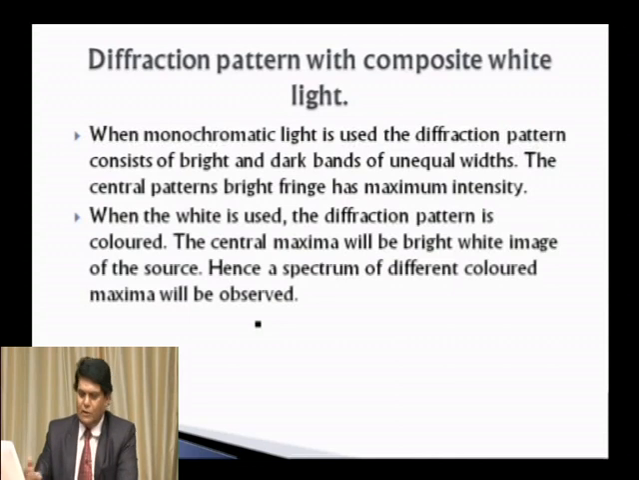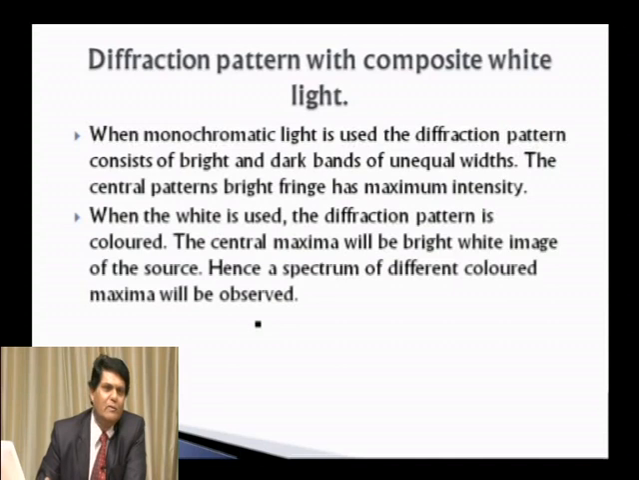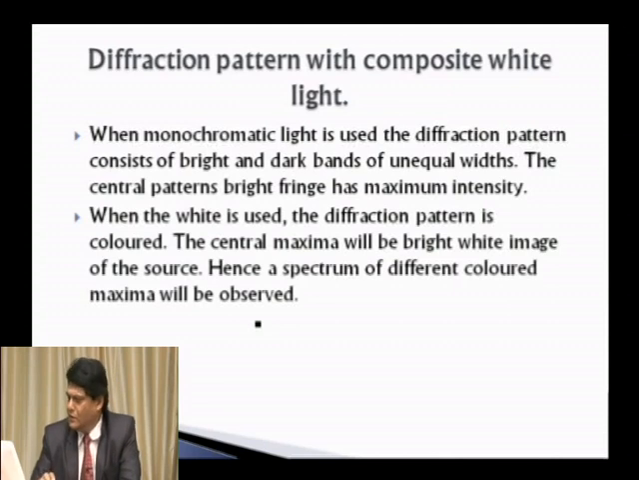Now, suppose you use an ordinary light, say a white light. Then you will get diffraction, but the diffraction pattern you get is of different colors. In this case the center maxima will be bright, while the others are in different colors. So, this is what we can observe with different lights.